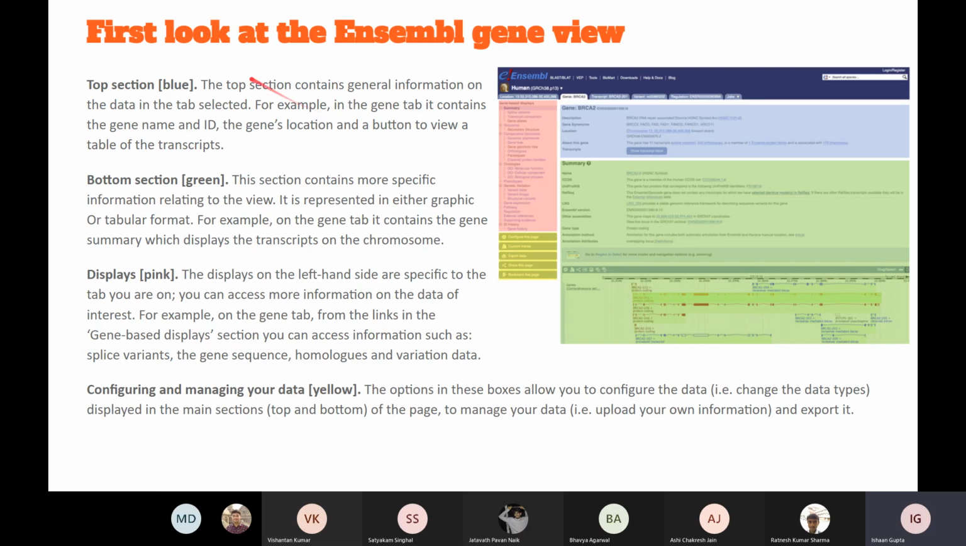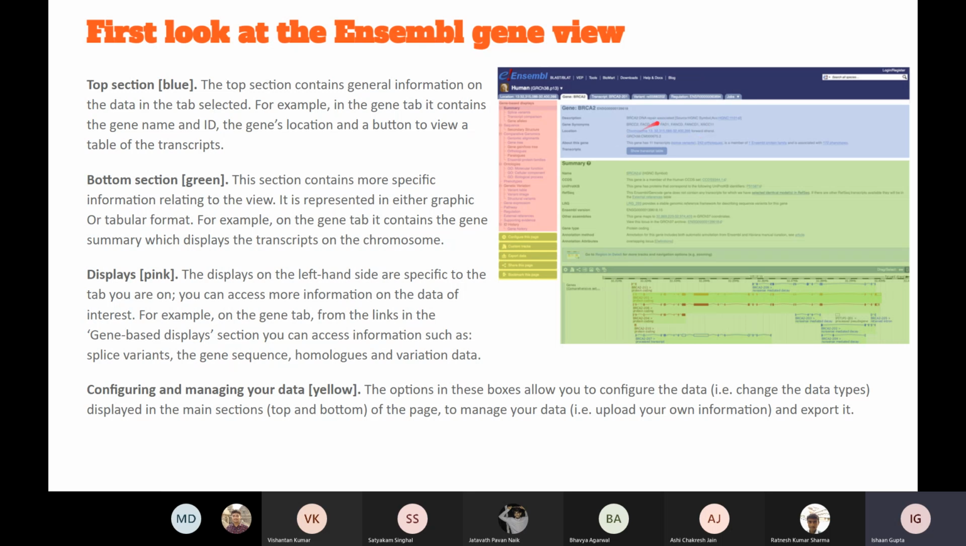Okay. So now let's go to the four regions that you have. You have the top blue region, which is basically telling you about the gene. You have the ID. This is called the Ensembl ID. Just like you would have an ID in NCBI or GenBank, because it's a database, you need to have an ID for the gene. You would have a description of the gene.